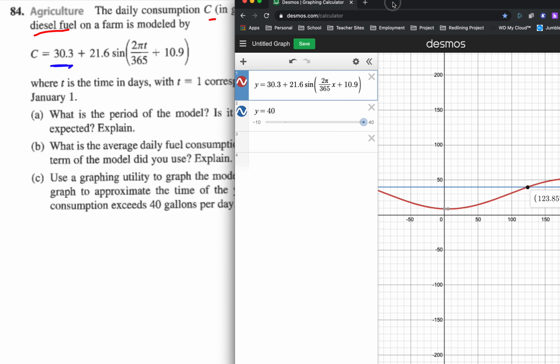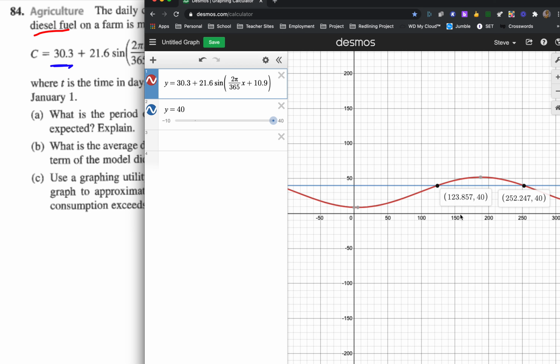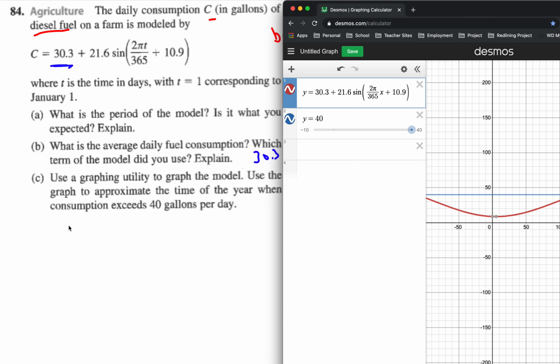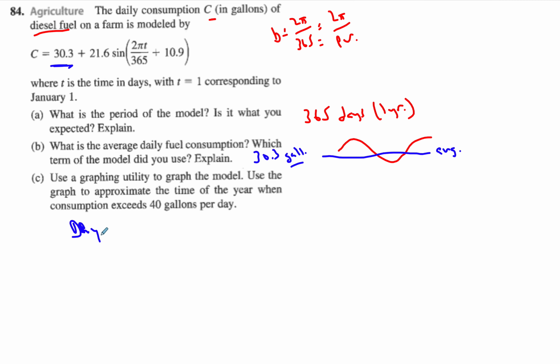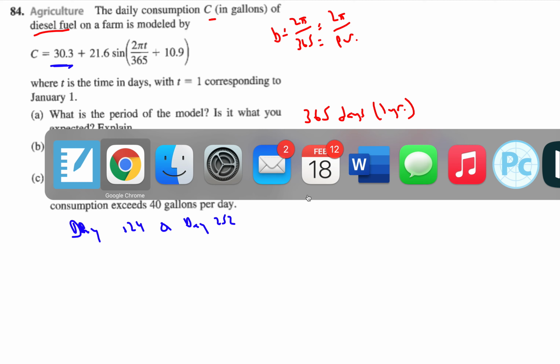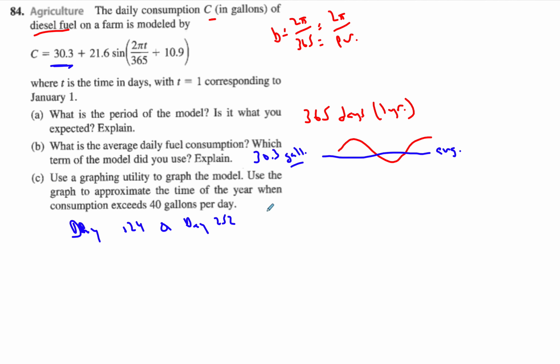So what does that mean? Well, it means that about 124 days in and 252, so day 124 and day 252 are the two times, because T is in days, right? 124 days in, so that's what? 30 days is a month, so that's about 4 months, so that's April sometime, right? And then this would be, well, more than that. But those are the two times when you see that, okay? When they're equal. So that concludes the examples.